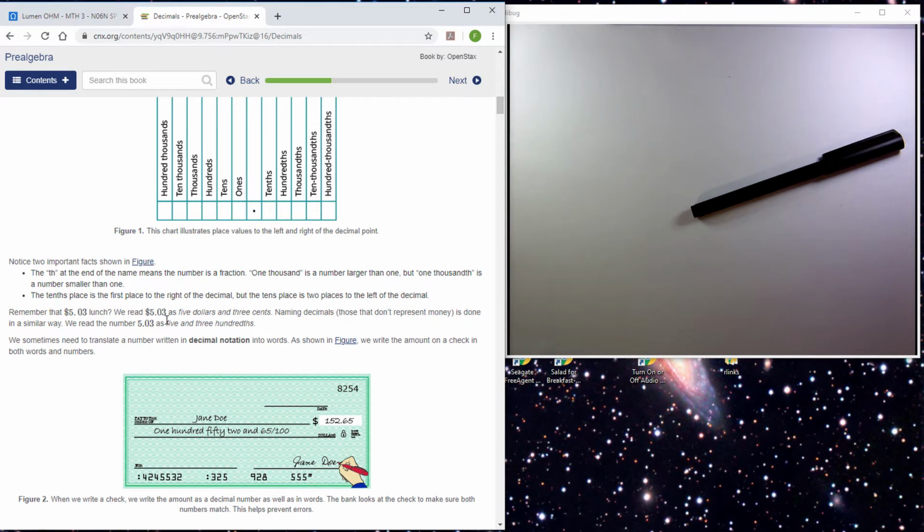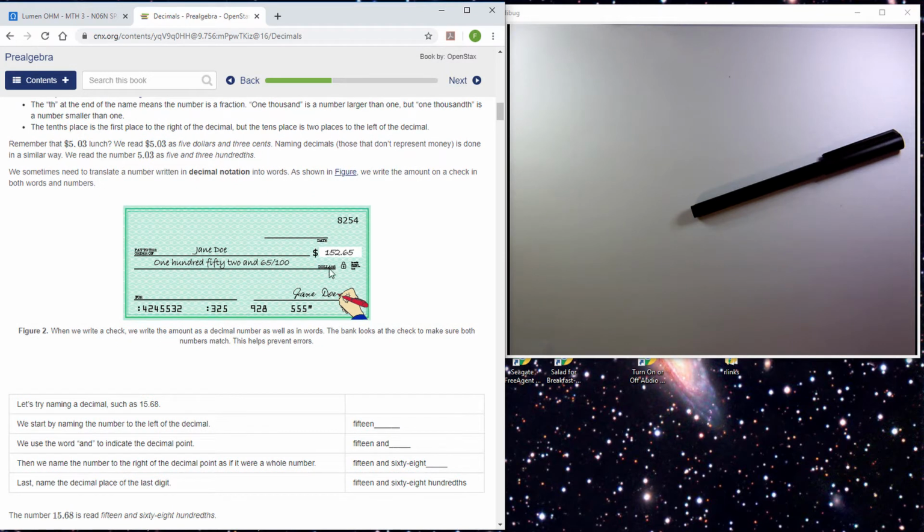So we're dealing with money. We have $5.03, but if you're looking at it as a decimal, we have 5 and 3 cents, 3 hundredths. We have 5 and 3 hundredths. So when you're dealing with a decimal, the "and" represents the decimal point. And with this one, you can translate a numeric phrase into a literal phrase: 152 and 65 hundredths. That's how you would translate it literally.